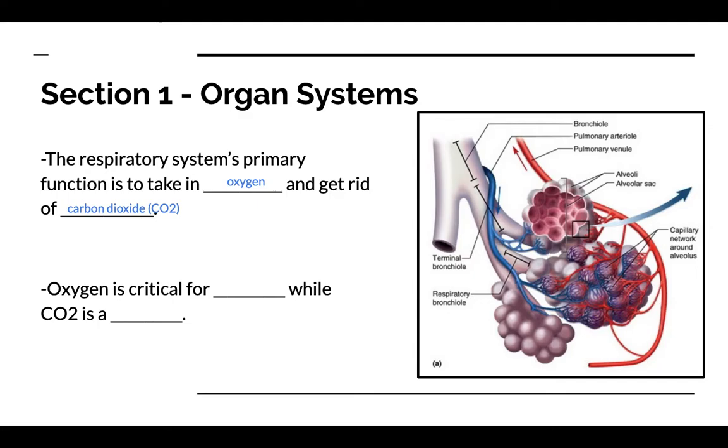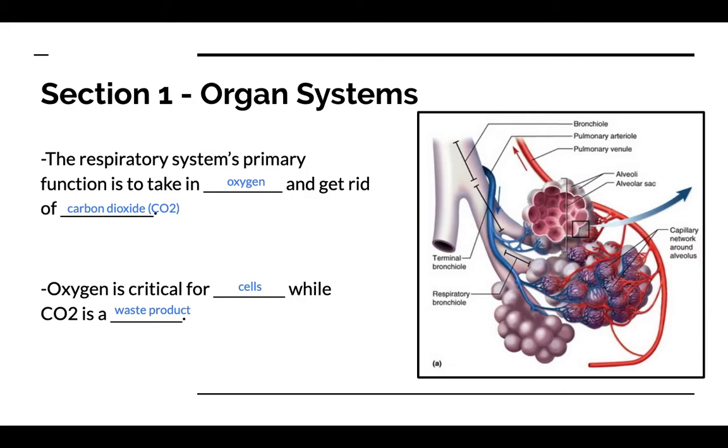Oxygen is critical for our cells to be able to perform the process of cellular respiration. That's where they break down different chemicals to release energy and do the wonderful things that they do. And CO2 is a byproduct of that. It's a waste product, and so we need to get rid of CO2. Our blood transports it to our lungs, and when we exhale, it allows that CO2 to exit our bodies.